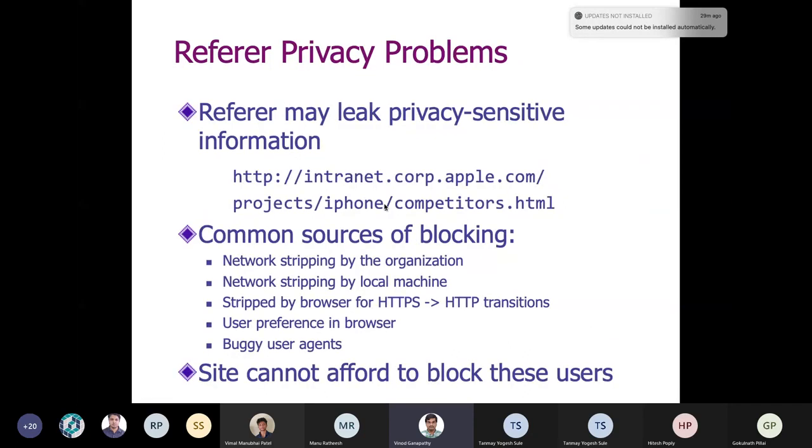So here's a concrete example for why corporate enterprises end up not including the referrer in the HTTP header. And in order to understand the significance of this particular URL over here, you have to understand when this particular paper was written. The particular paper that I'm talking about right now for cross-site request forgery defenses came in 2008, okay? And that was the time when the iPhone project was actually announced by Apple. And it was a big, big deal, right?